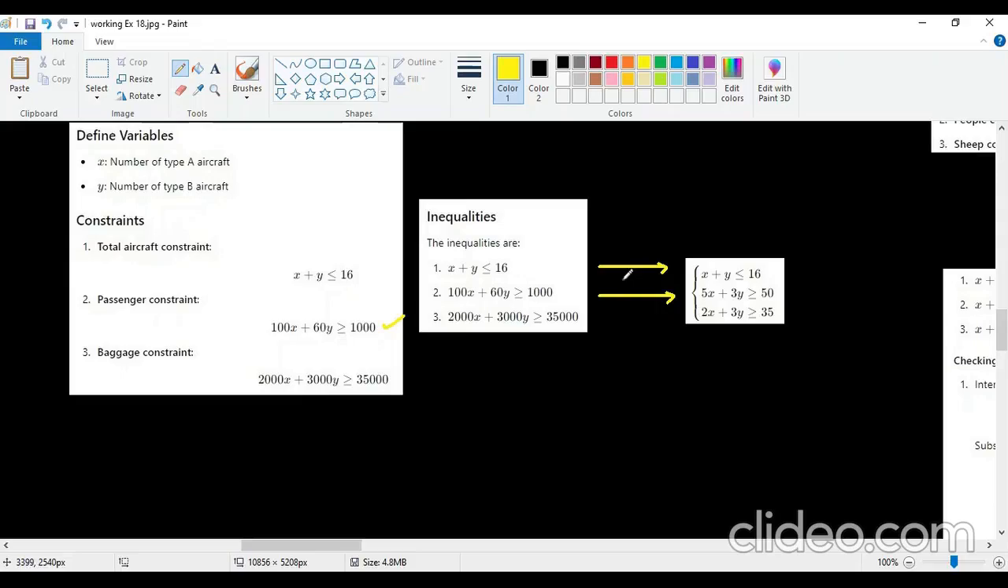Now simplifying these constraints, we come up with something like this. So x plus y less than or equal to 16 is going to be the same. But 100x plus 60y greater than or equal to 1000, once it's divided by 20, you are going to get this inequality. When the third one is divided by 1000, we get 2x plus 3y greater than or equal to 35. So these are the three inequalities that we are going to put directly into Desmos.